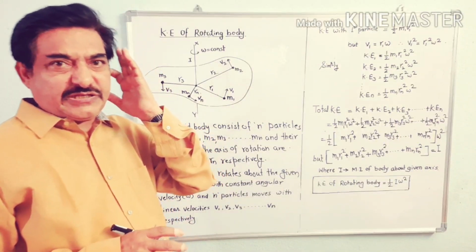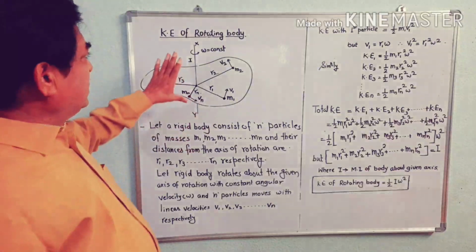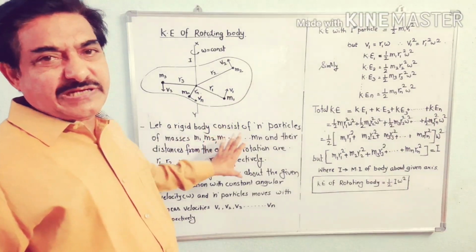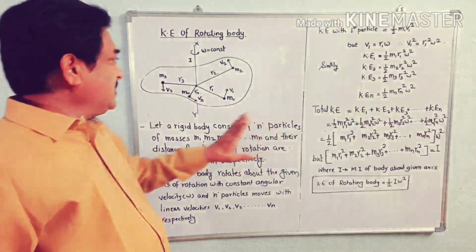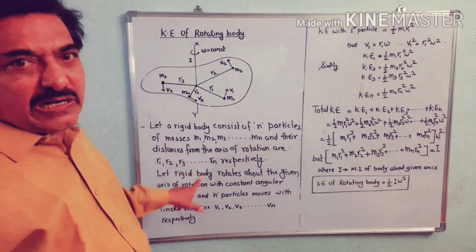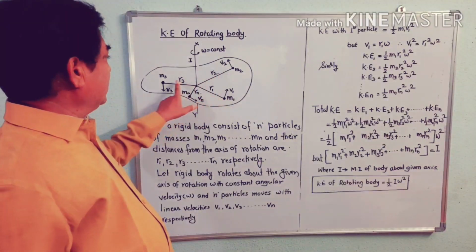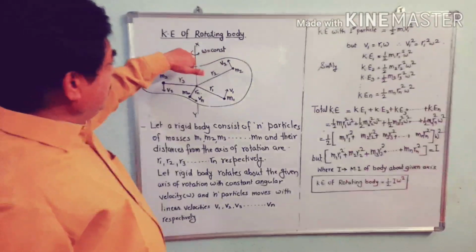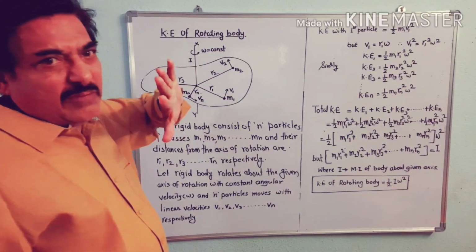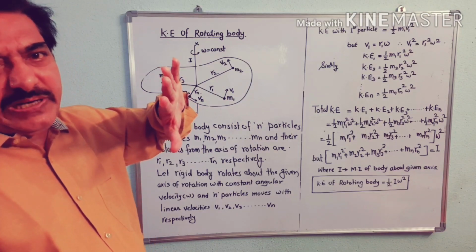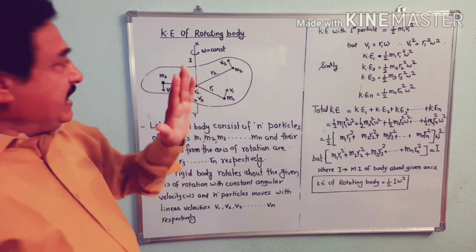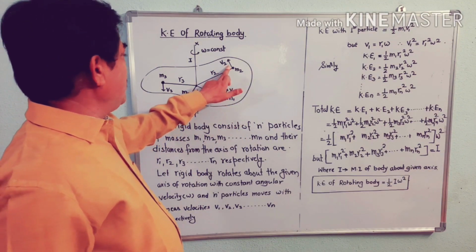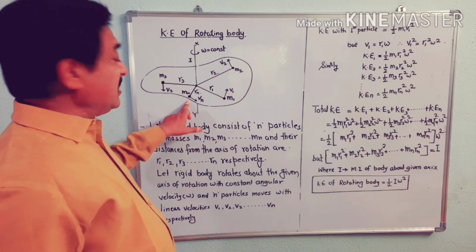So see the description of this figure. This rigid body consists of n particles of masses m1, m2, m3, ... mn, and their distances from the axis of rotation are r1, r2, r3, ... rn respectively. Let this body be rotating with constant angular velocity omega about the given axis of rotation xy, and the linear velocities of the n particles are v1, v2, v3, ... vn respectively.